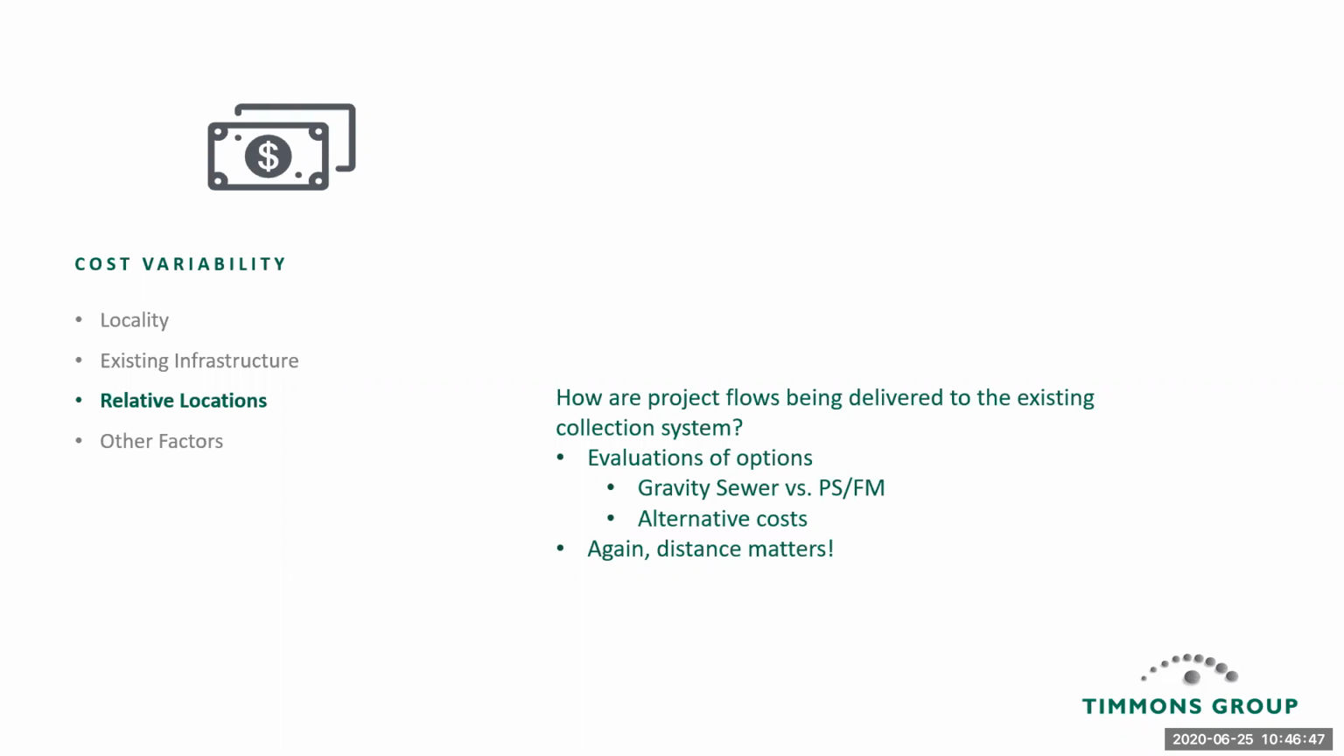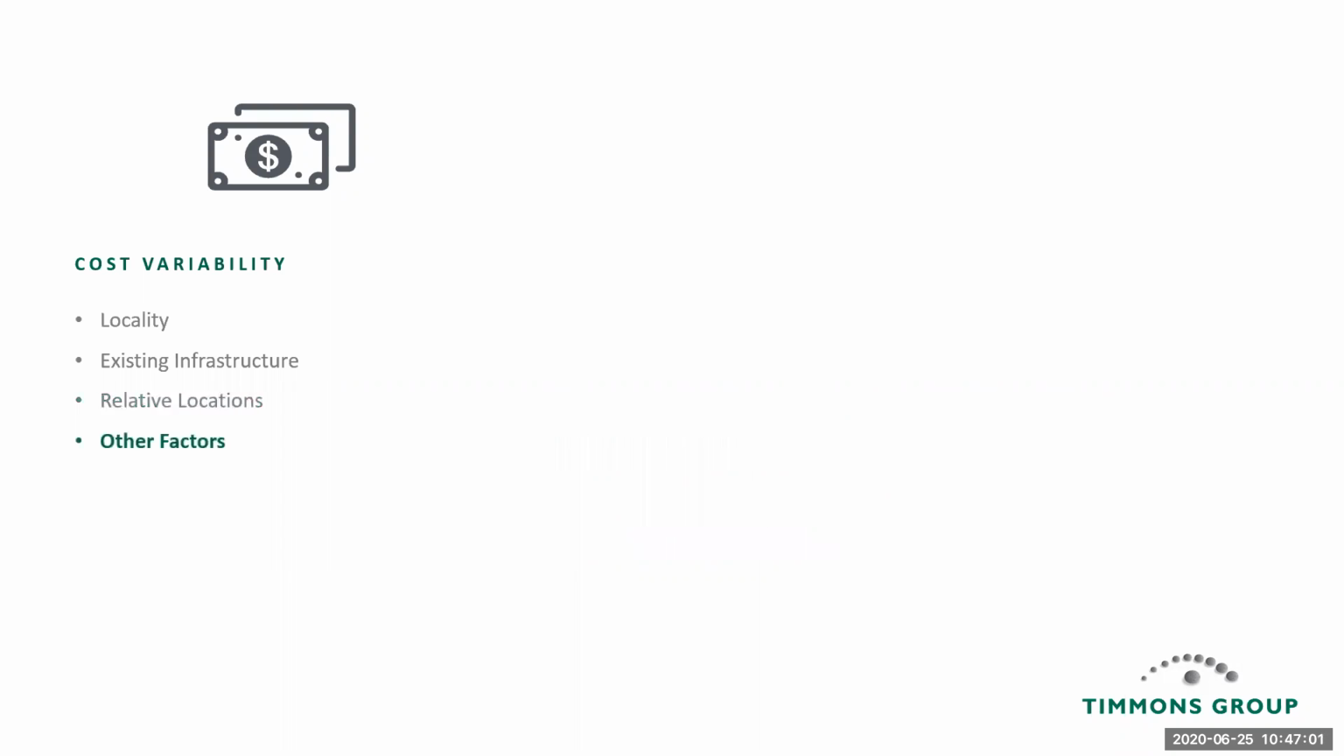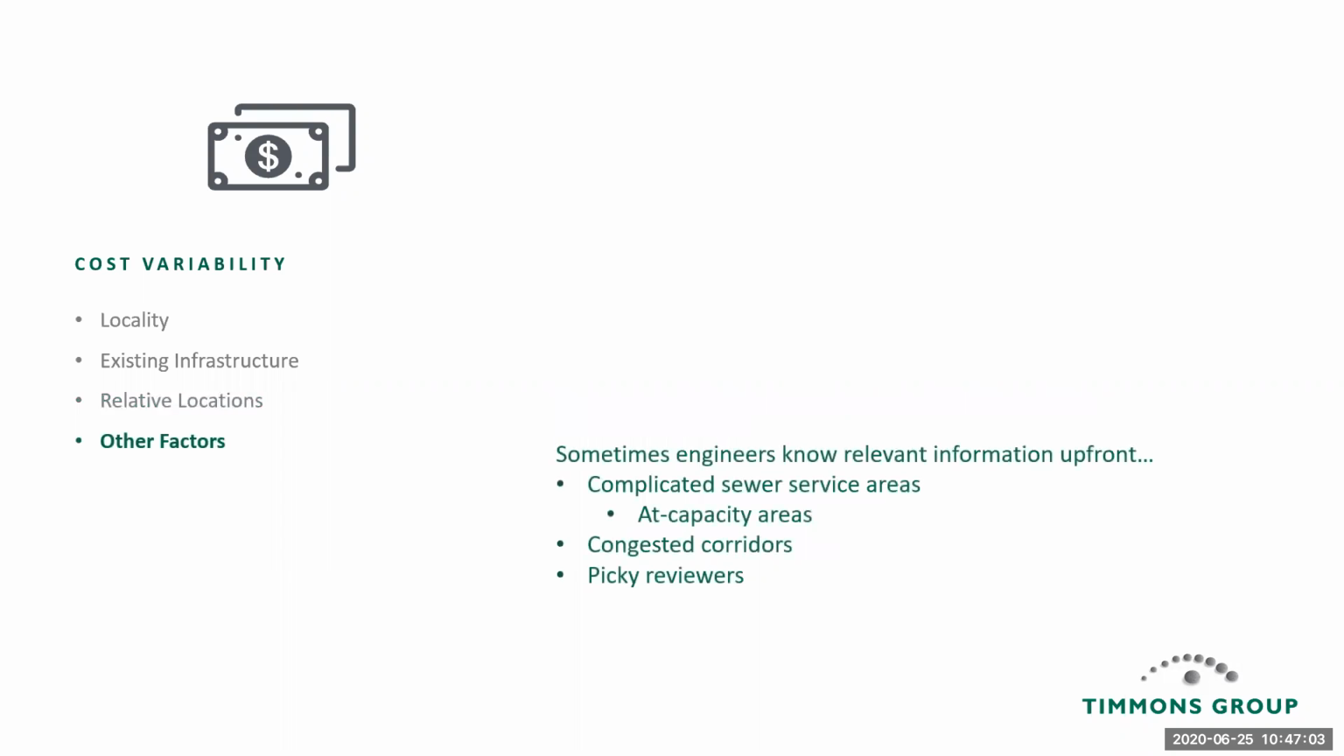Can we extend a gravity sewer to get to the existing main? Is a pump station necessary? What are the cost differences between the two? And again, the distance matters. Is it 500 feet or is it something much greater? And then there are other factors.